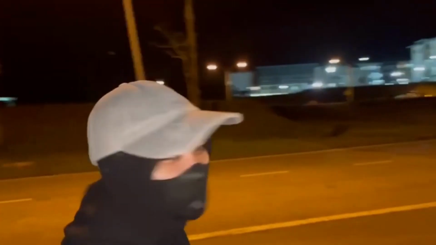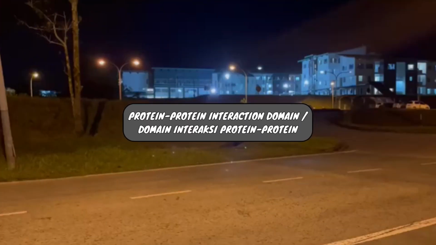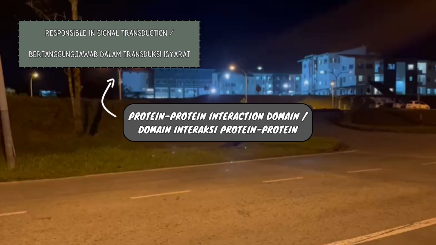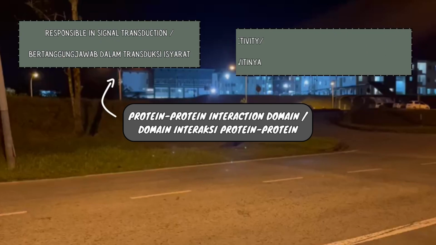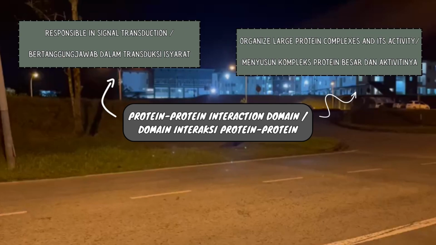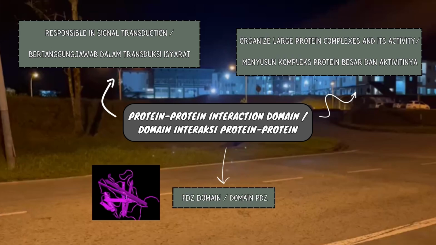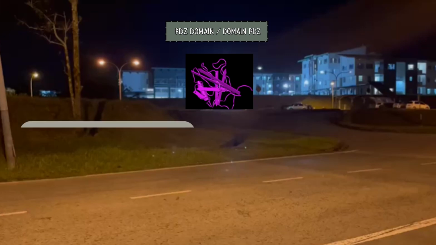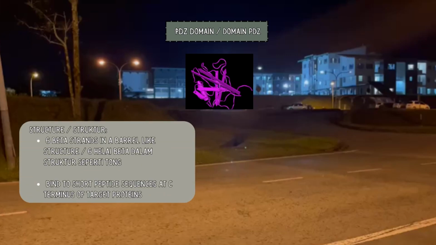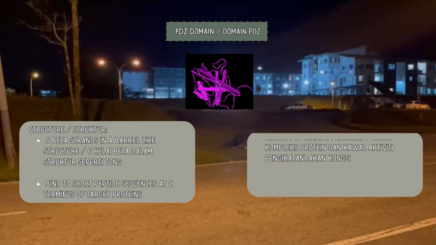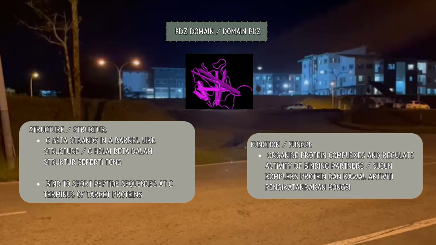Look, across the road, it's the protein-protein interaction domain. Protein-protein interaction domain. It is responsible in signal transduction and also organize large protein complexes and its activity. One of the examples is the PDZ domain. This domain has the structure of 6 beta strand in a barrel-like structure and bind to short peptide sequences. Next, it is function in organizing protein complexes and regulate activity of binding partners.